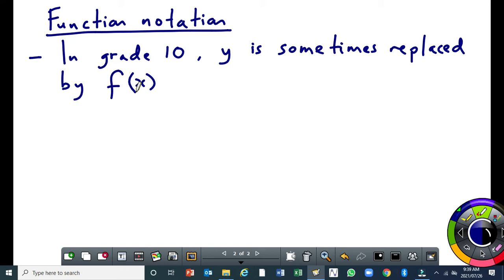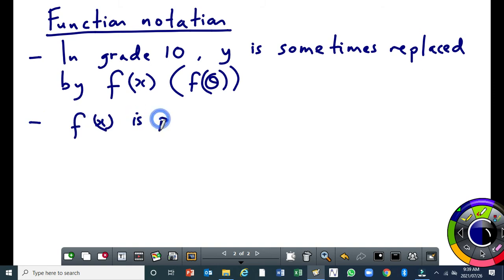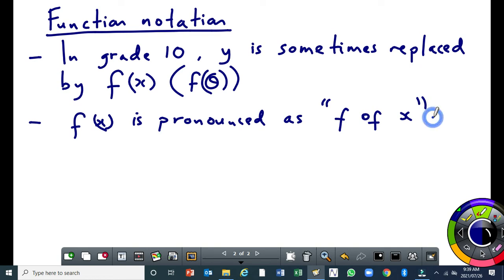We say f of x if the independent variable is x. If the independent variable is theta, then it becomes f of theta. Now, f of x is pronounced f of x. When you say it, you say f of x. Please take note.